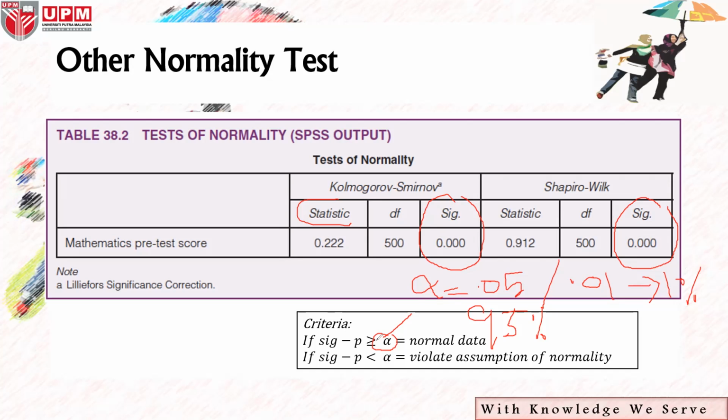So for the alpha, basically we use 0.01 or 0.05. 0.05 indicates that we only accept 5% error. 0.01 means that we accept only 1% error. So 1% error means that we are 99% confident that our data or our findings are correct. Kalau 0.05, we infer that we are 95% confident that our data are correct.